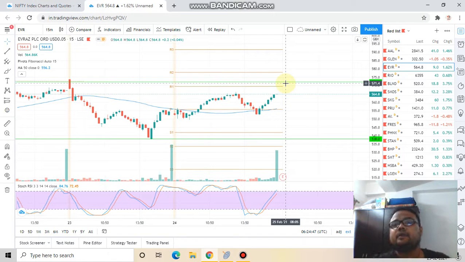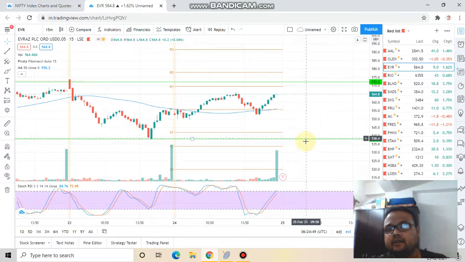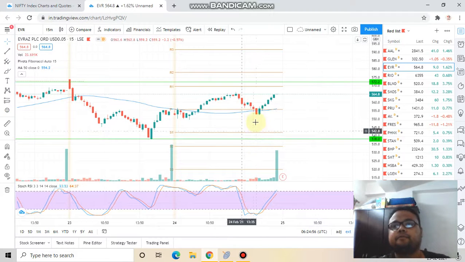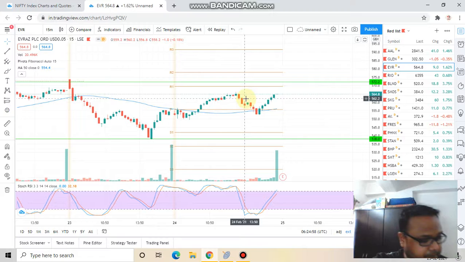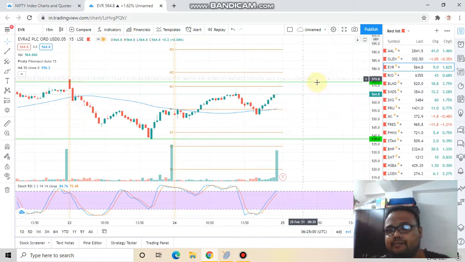In case it comes down, hits this level, shows some price rejection from below and bounces off from here, you can go ahead and buy. Simple. So 572 on the upside, 538 on the downside.